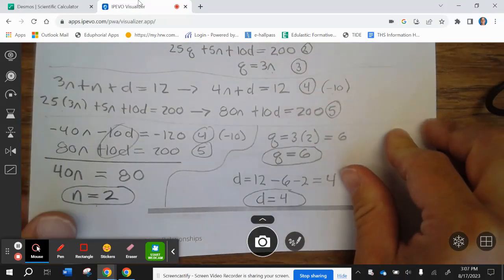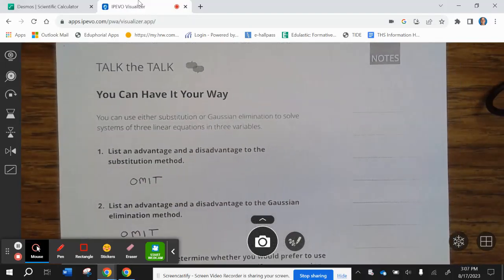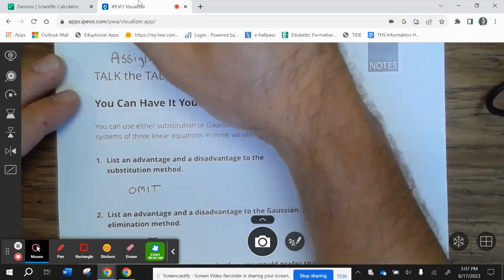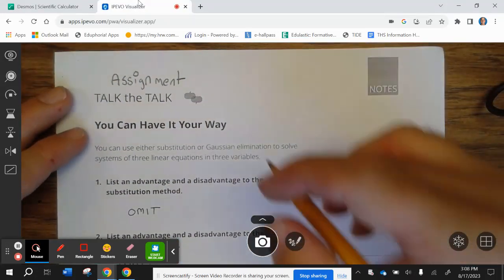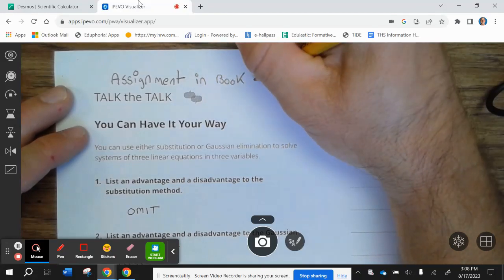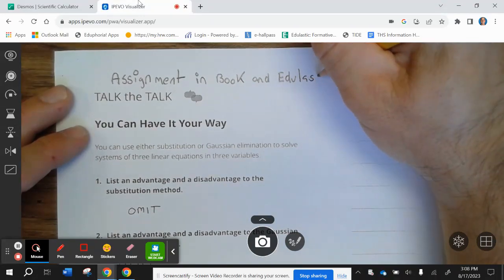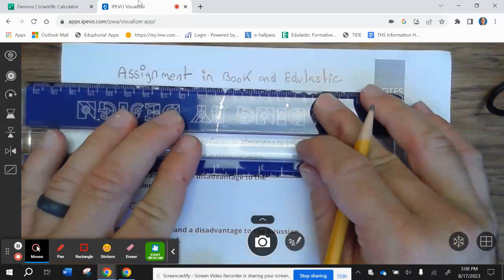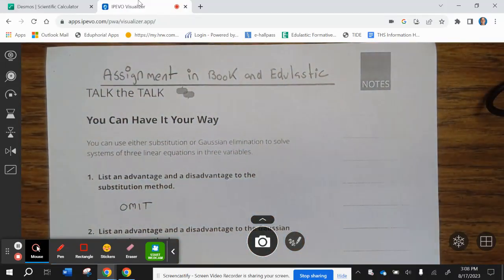Let's take a look at the next page. All right. The next page is your assignment. You're going to do the in book and Edulastic. All right, go ahead and start working on that and have a wonderful Wildcat day.